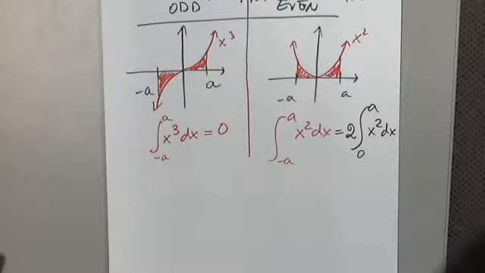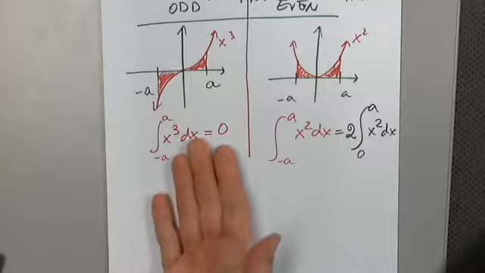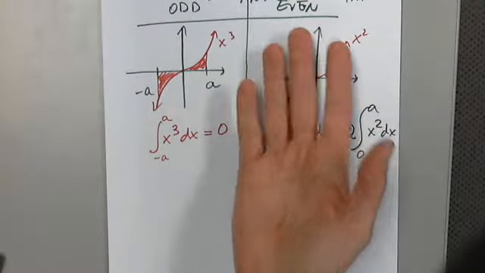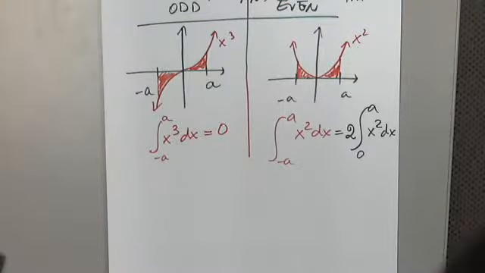So for definite integrals, if the interval is symmetric and the function is odd, the answer is 0. For definite integrals, symmetric interval and the function is even, I can calculate twice the integral from 0 to a of x squared dx in this case.